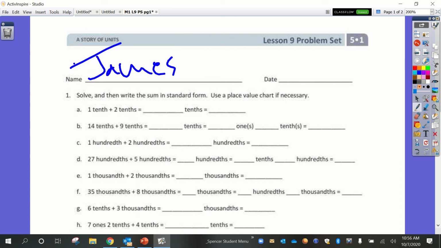All right, let's read the directions. Solve, and then write the sum in standard form. Use a place value chart if necessary.